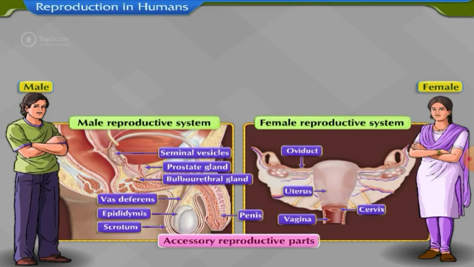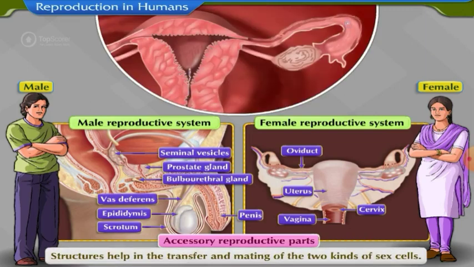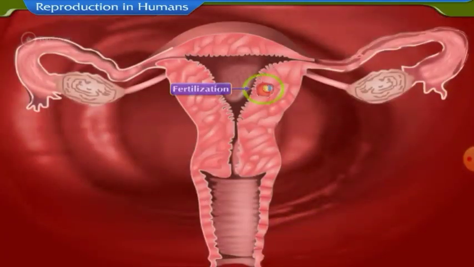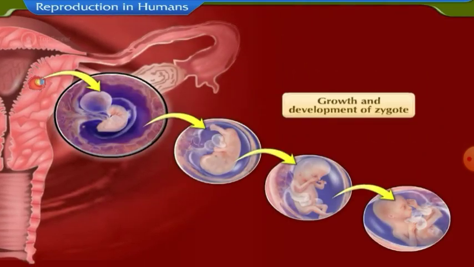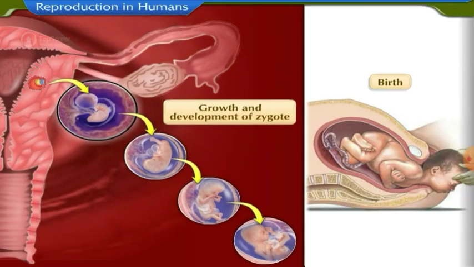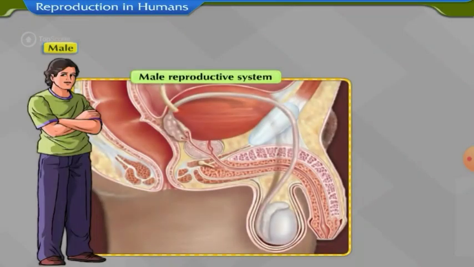Accessory reproductive parts are those structures that help in the transfer and mating of the two kinds of sex cells. This leads to fertilization, followed by growth and development of the zygote up to the birth of the baby. Let us now understand the structure and functions of the male reproductive system.